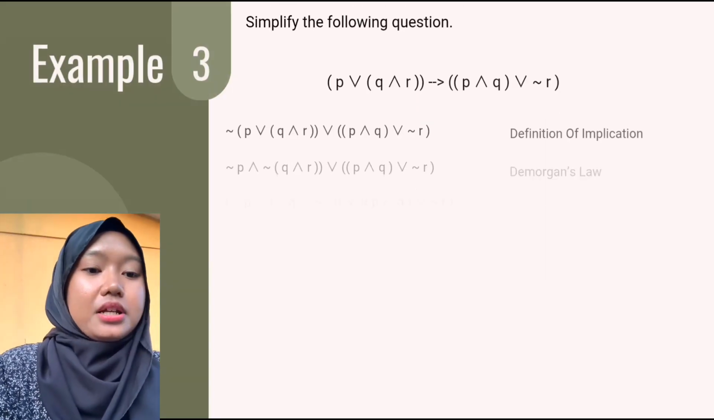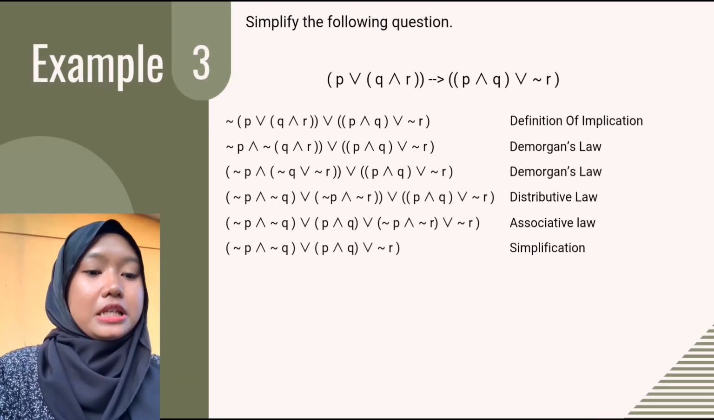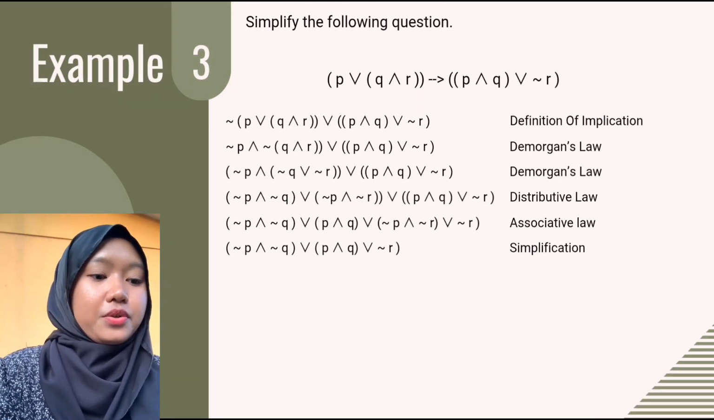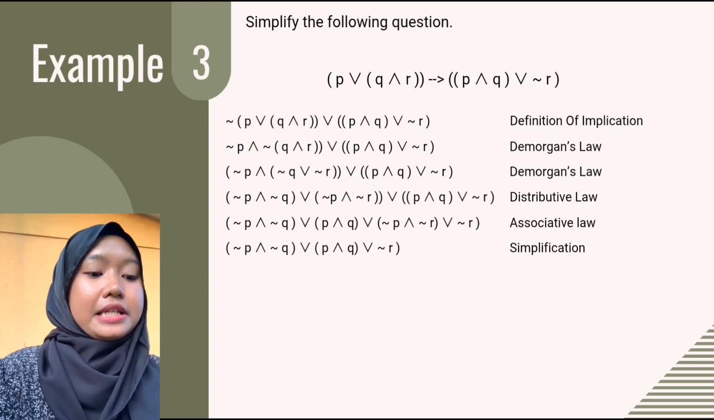For example 3, simplify the following expression. As you can see the equation, for the first step, I will use the definition of implication, De Morgan's law again, distributive law, associative law, and finally simplification.